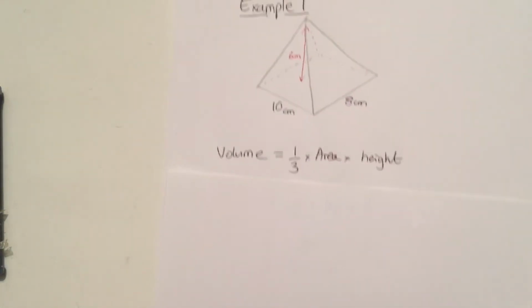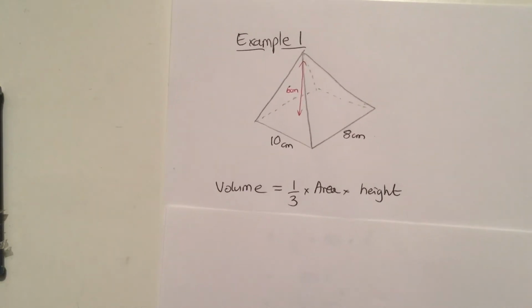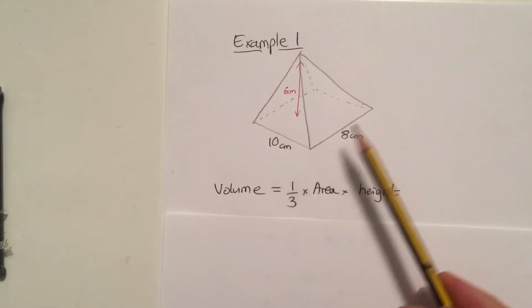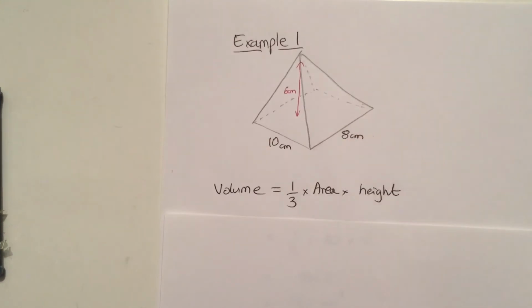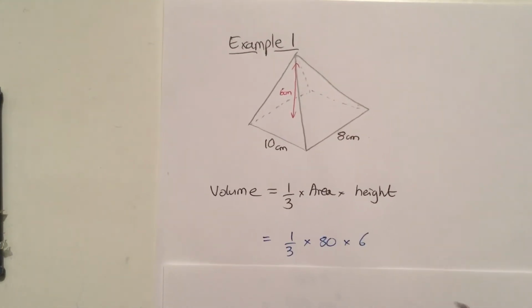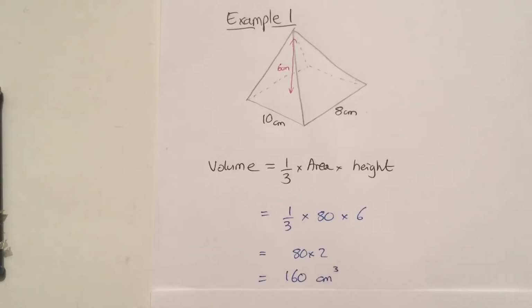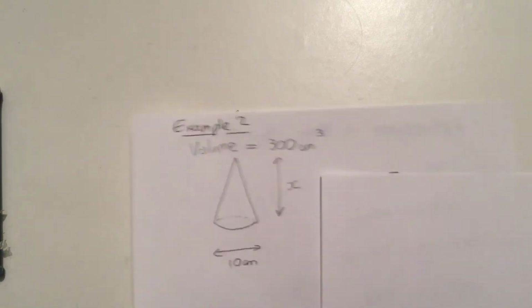Let's look at a couple of examples, 3 examples in fact. We're going to work out the volume of this pyramid to begin with. So volume is 1/3 of the area times the height. The area of the base here is just going to be 10 times 8, which is 80. The perpendicular height here is 6. So 1/3 times 80 times 6, or I could just do the 6 divided by 3 to give 2. So 80 times 2 is 160. Next example.